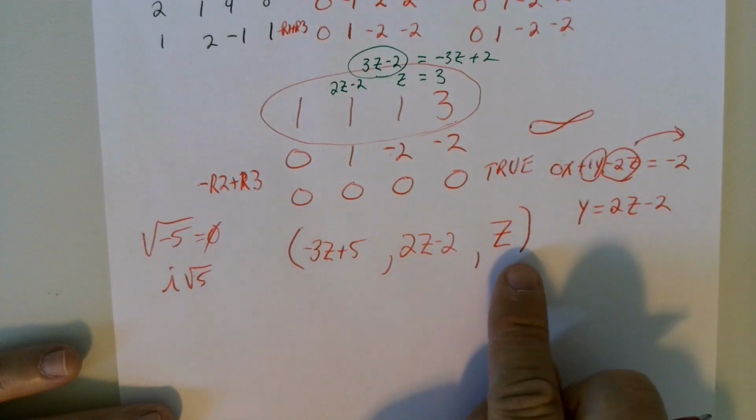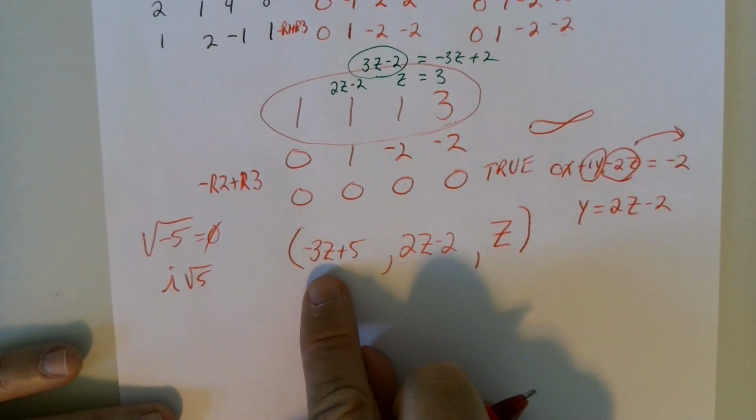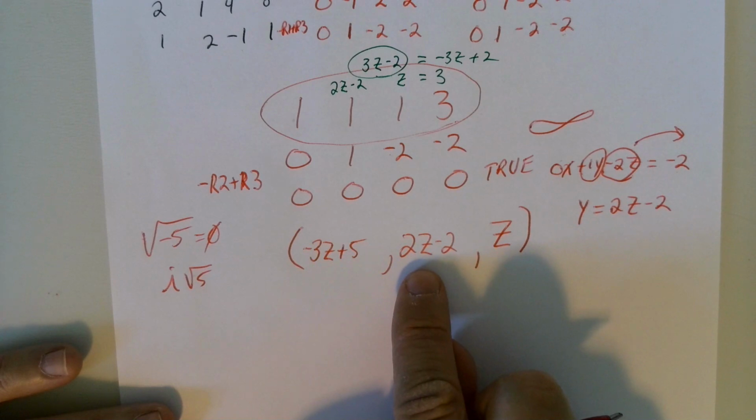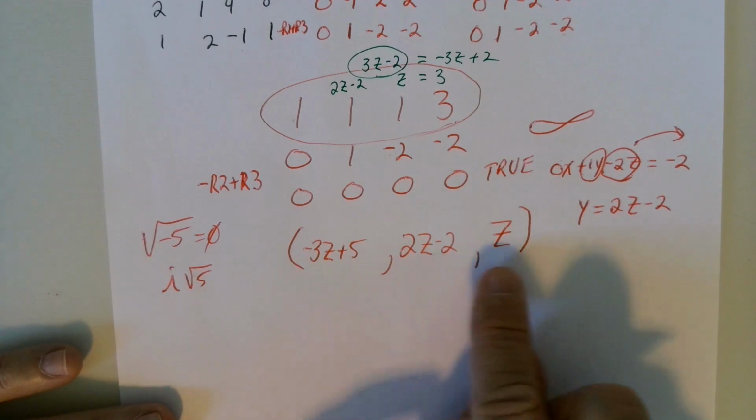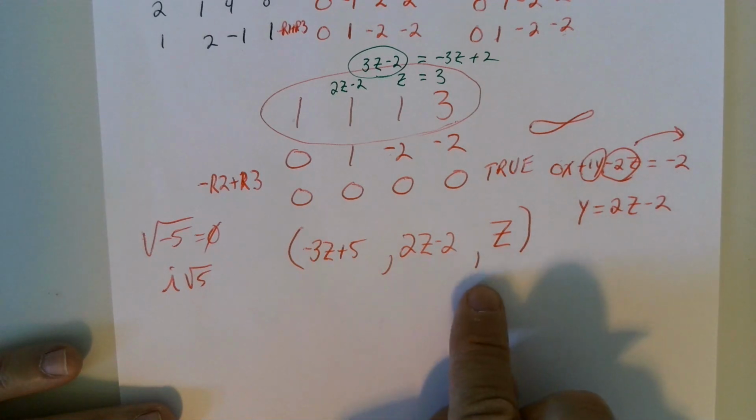Okay, so that's it. That is my infinite solution. So what is x? X is negative 3z plus 5. What is y? Y is 2z minus 2. And what is z? Z is any number that you want. And right now you're thinking, Mr. Bells, that just looks stupid.